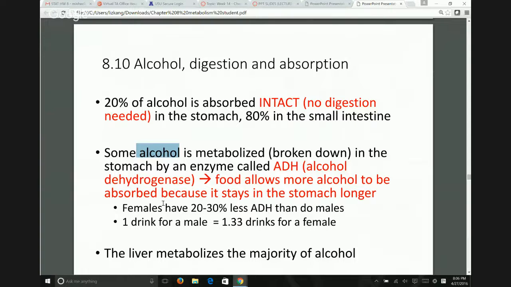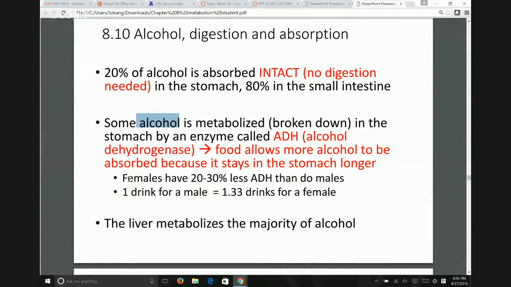So that's another reason why men can drink more than women and stay sober a little bit, like they look a little bit stronger. It's because they have more ADH, and they metabolize it and break it down really fast. So the alcohol doesn't stay in your blood for too long.